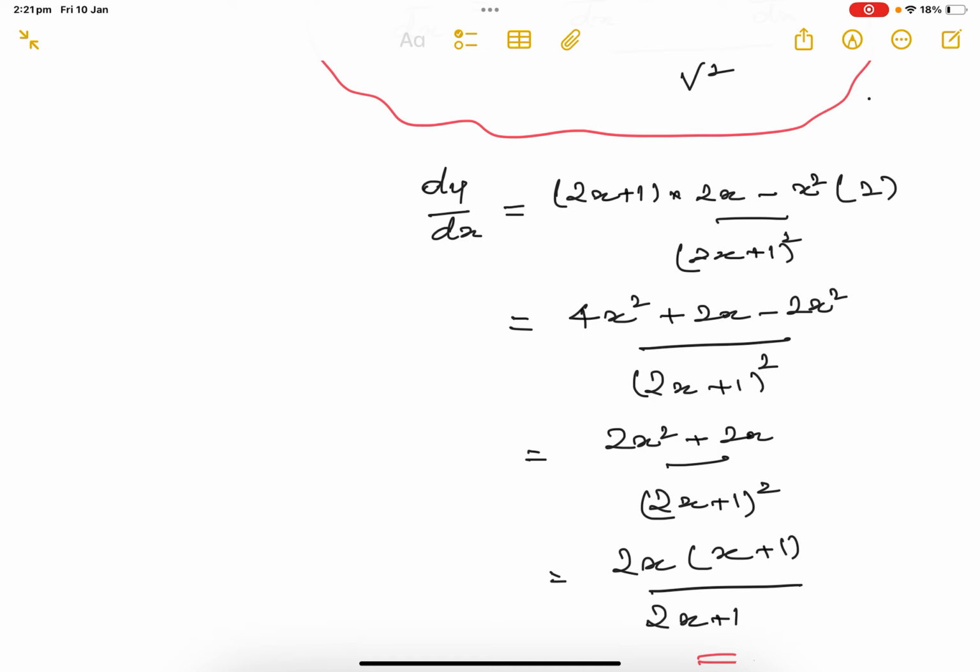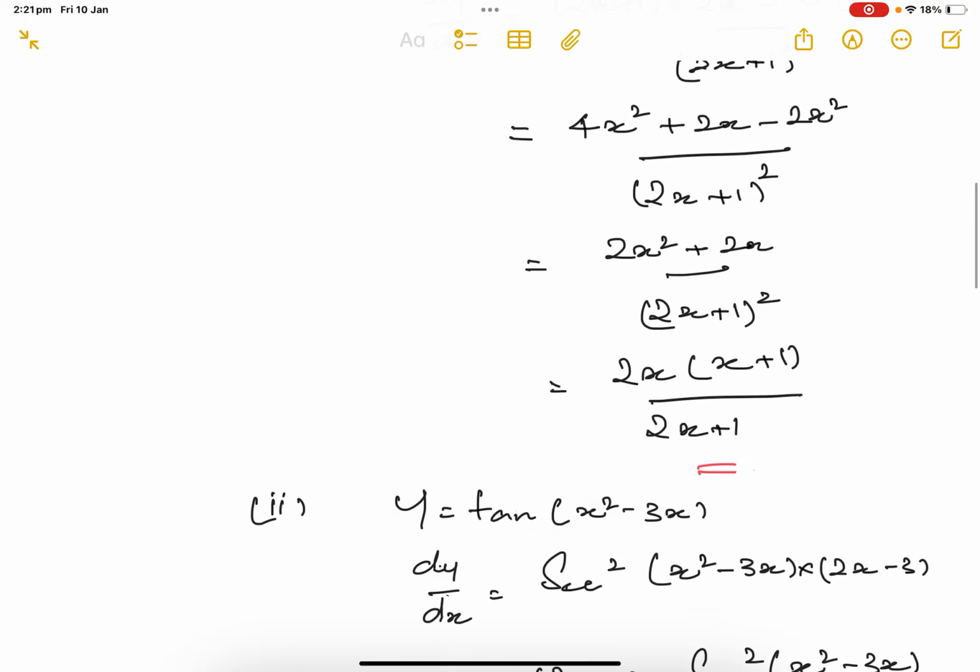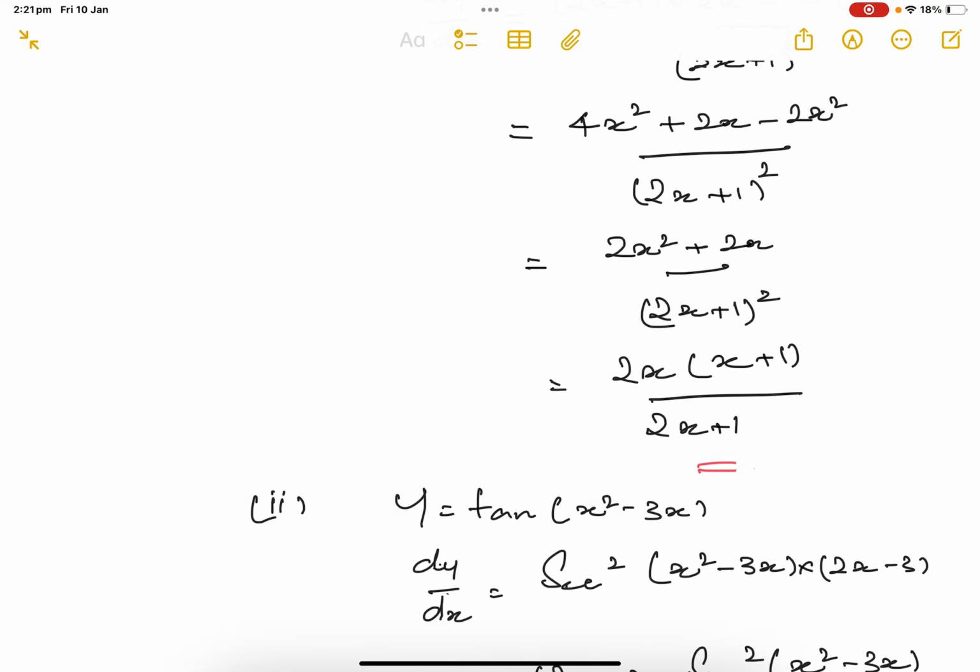Let's simplify the whole thing. 2x times 2x is 4x squared. 2x times 1 is 2x, minus 2x squared, divided by 2x plus 1 squared. 4x squared minus 2x squared becomes 2x squared plus 2x, divided by 2x plus 1 squared. We can take 2x as a common factor. If you do that, 2x, then inside the bracket x plus 1, divided by 2x plus 1 squared. That's the answer for the first part.